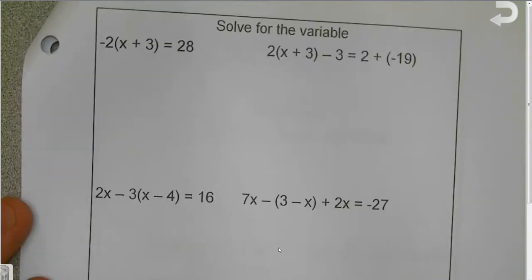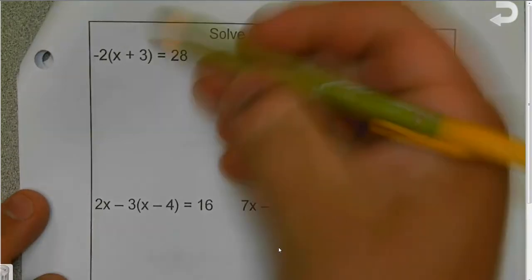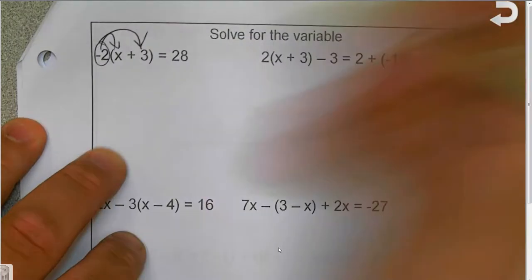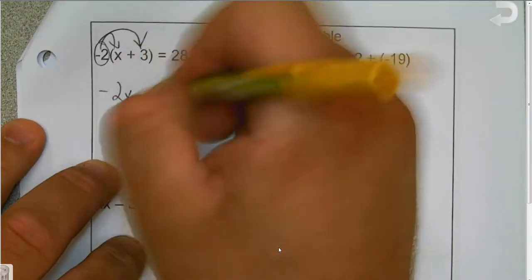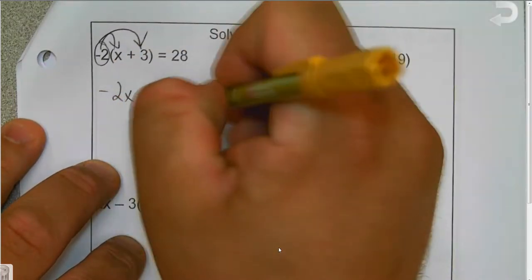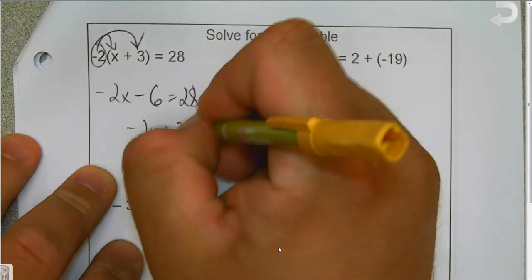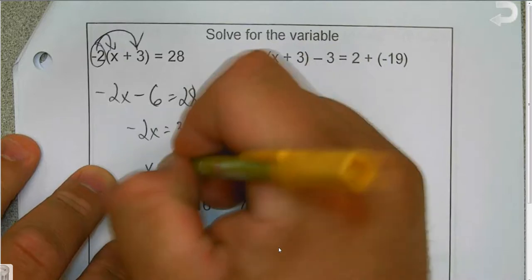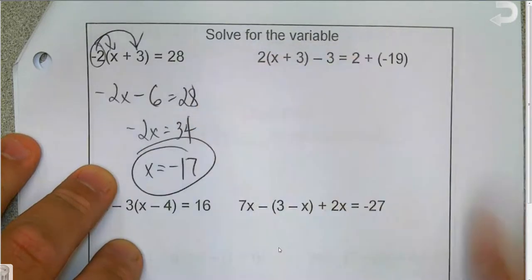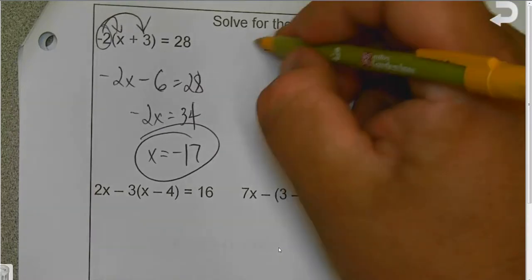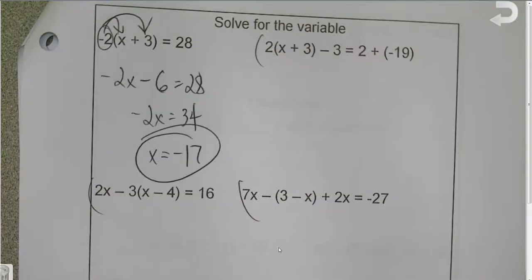Again, sometimes you have to distribute. So in order to do that, I take the negative 2 times both sides. I get negative 2x minus 6 equals 28. I add 6, divide by negative 2. I get x is equal to negative 17. As part of your classwork check, finish these three problems.